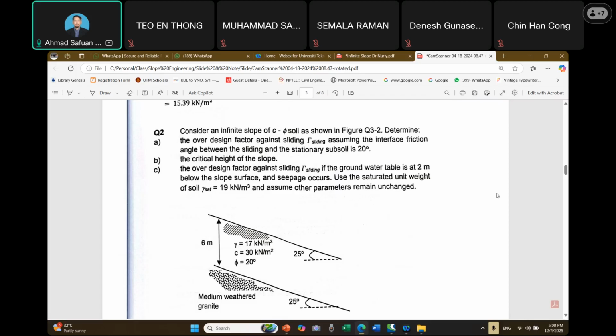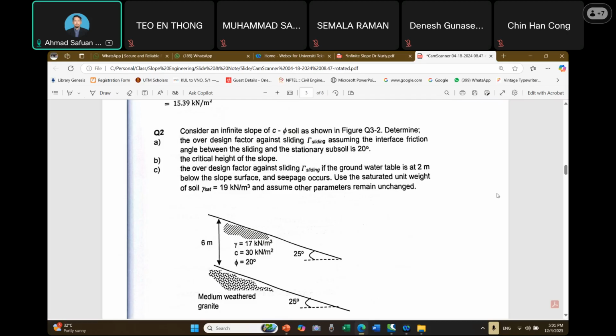For this case, we calculate the overall design factor, assuming the interface friction angle between the sliding and stationary subsoil is 20. So that means that phi is 20. Then the critical height of the slope, and the overall design factor against sliding if the groundwater table is located at 2 meters below the ground surface and seepage occurs. Use the saturated unit weight of 19 and assume other parameters unchanged.